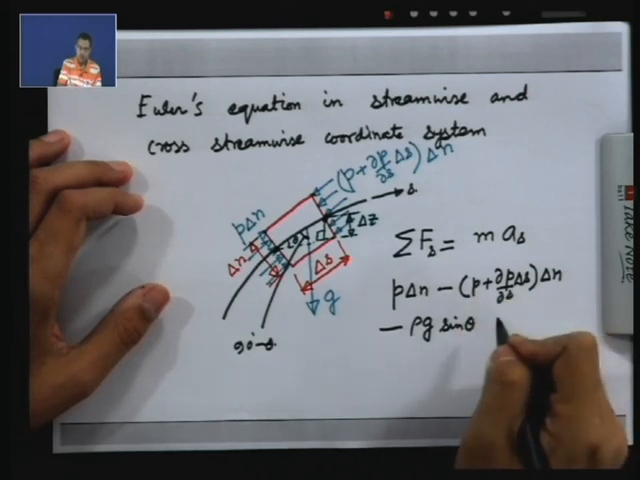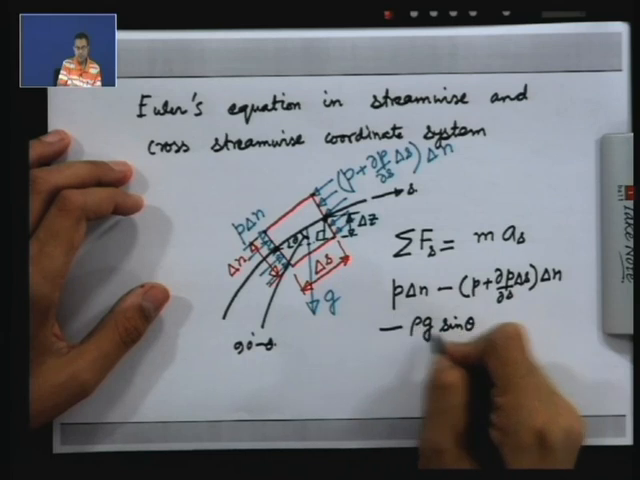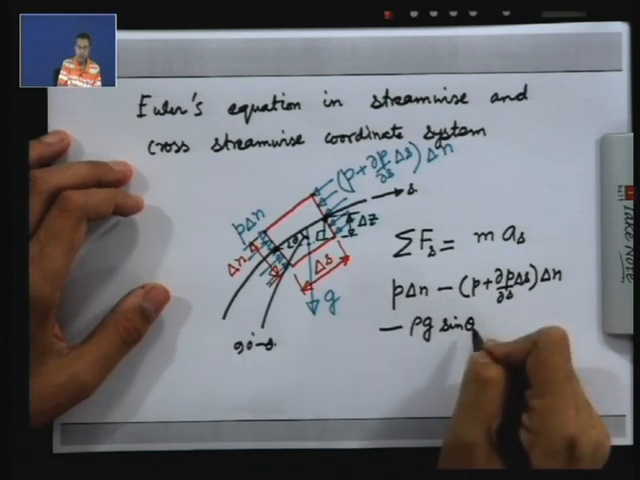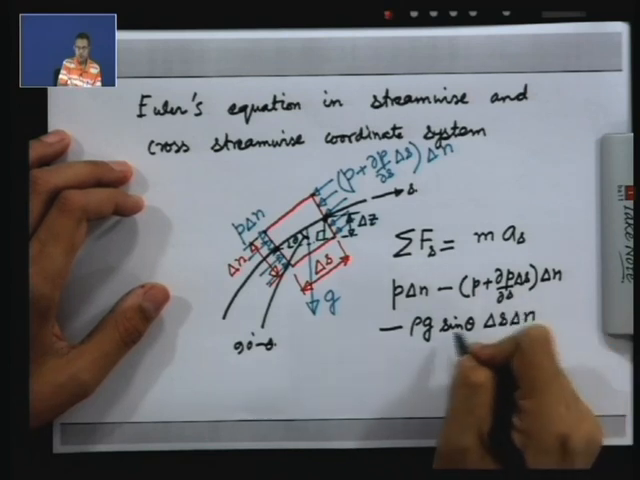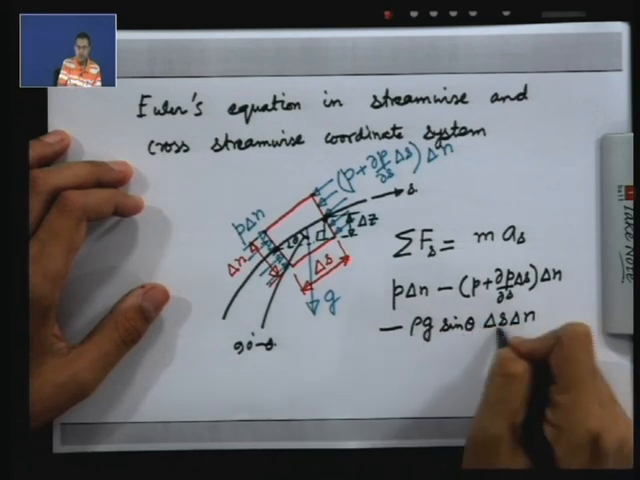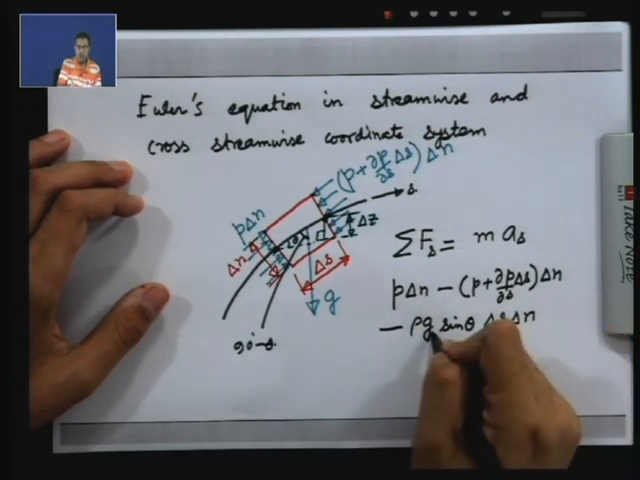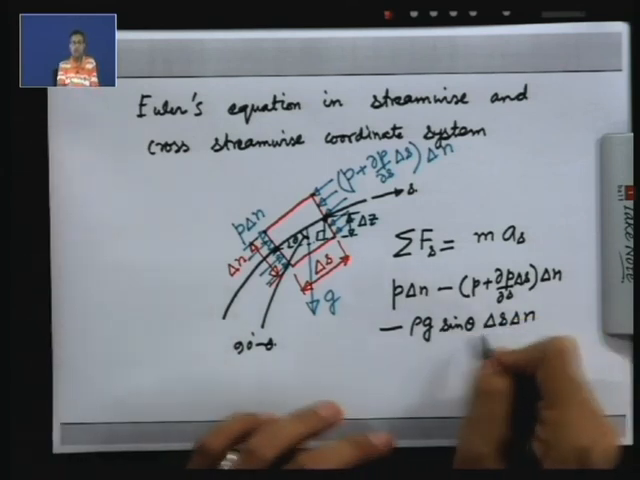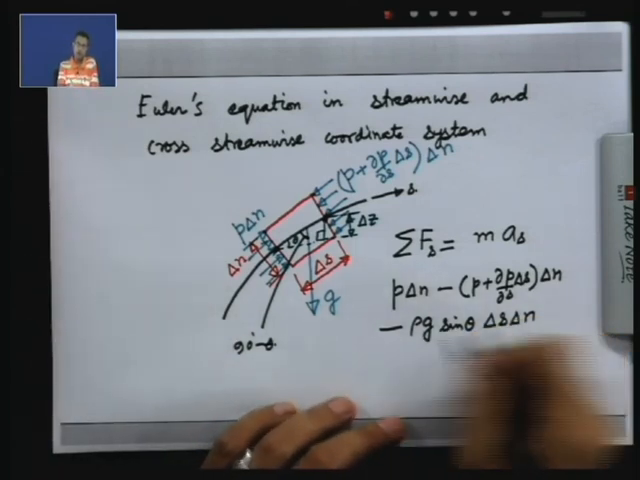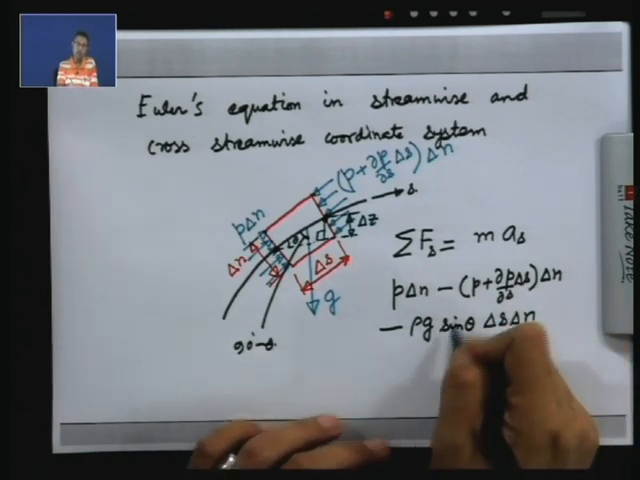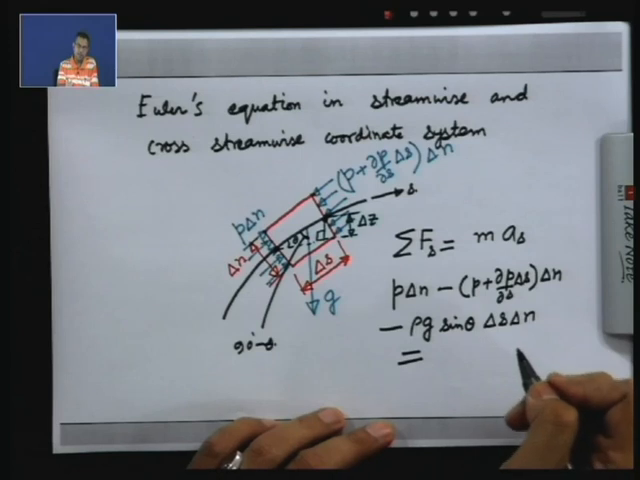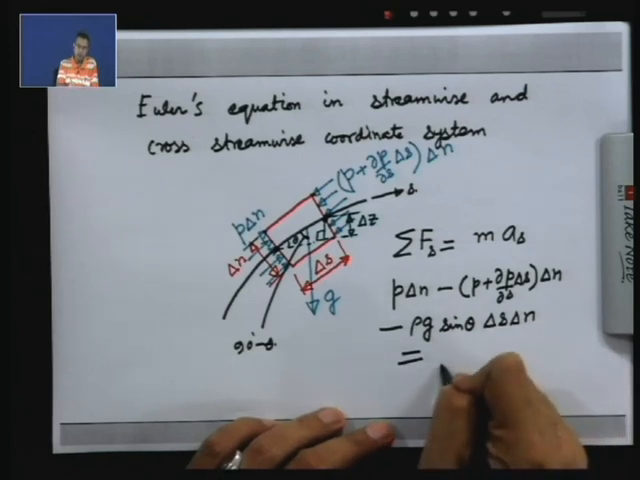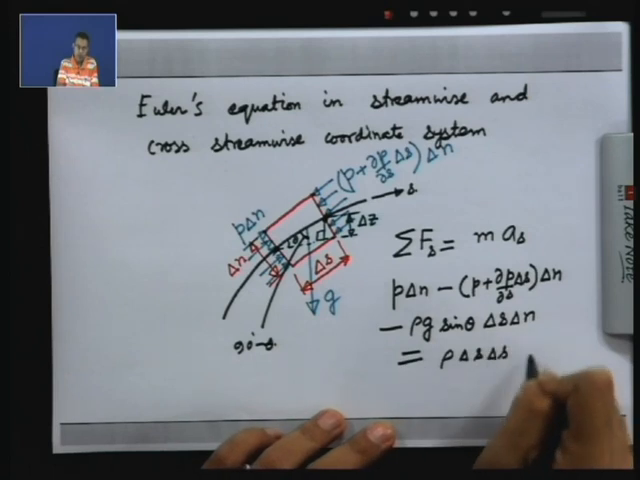This is per unit volume, and what is the volume of the element? That into delta S into delta n. So, m is rho into delta S into delta n, m into g is the weight, that into sin theta. So, that is why this delta S delta n is multiplied. This is equal to m into a_s. What is m? Again rho into delta S into delta n into a_s.